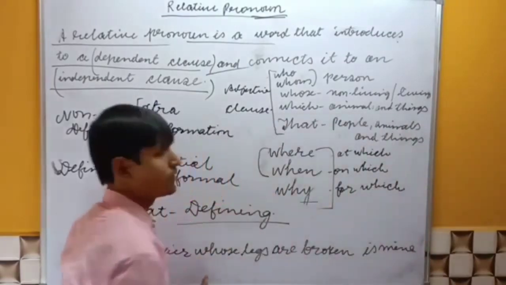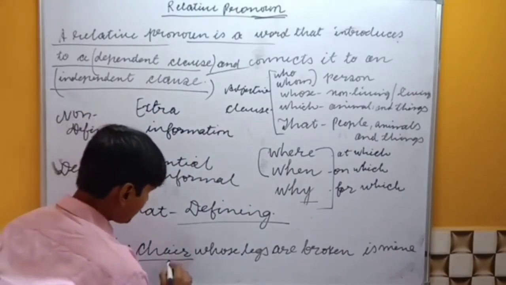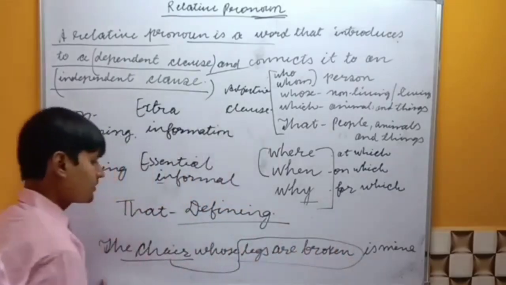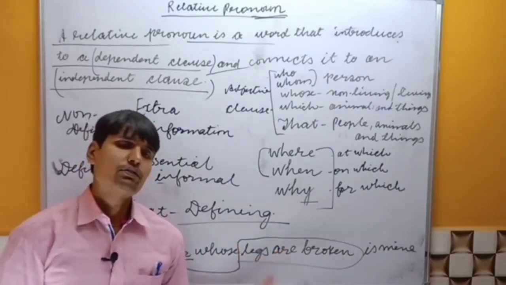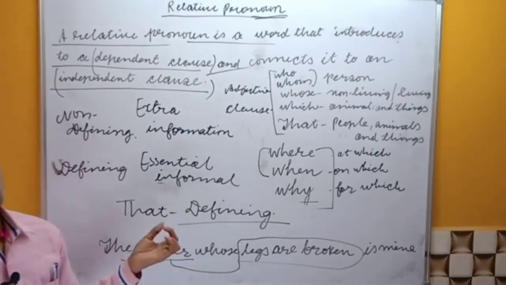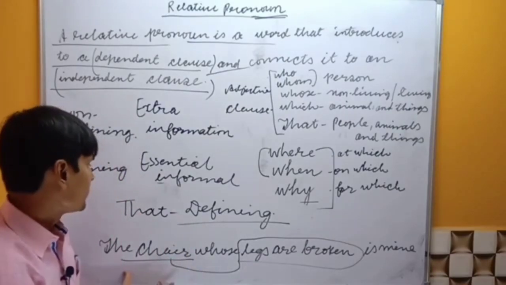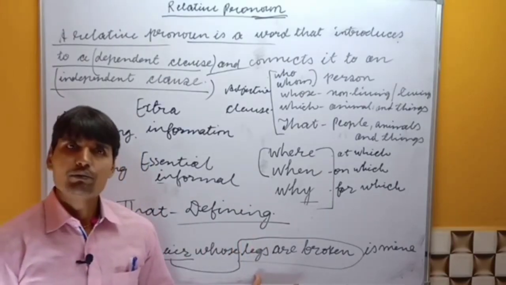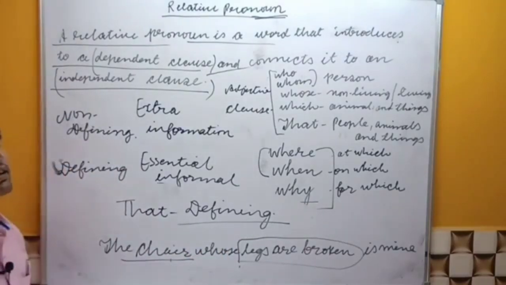Again, here "whose" has been used in a defining clause, because we are giving essential information about the chair. We are saying about the chair that the legs of the chair are broken. So it is essential information. This is why we can't use a comma here to make it a non-defining clause. The first sentence would be "the chair is mine." The second sentence would be "the legs of the chair are broken."